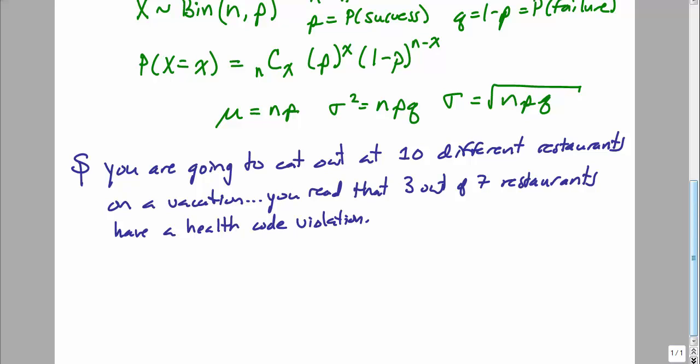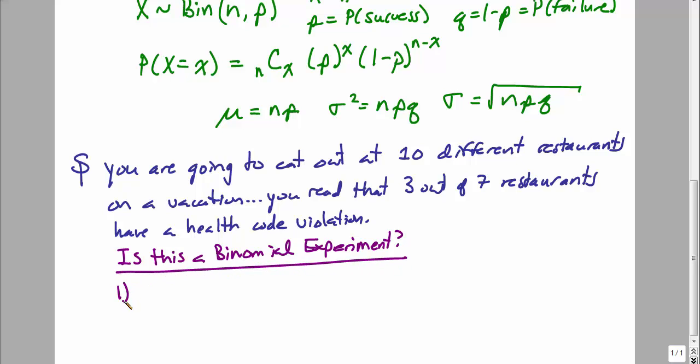So the first thing that we're going to wonder about is, is this a binomial experiment? Now if it is a binomial experiment, then I can start applying some of those probabilities that I have up top. Now remember, if it's a binomial experiment, it will meet 4 criteria. 1, I have a fixed number of n trials. And in this case, n is 10, because I'm going to eat out at 10 different restaurants. And I know in advance that there's going to be 10 restaurants.